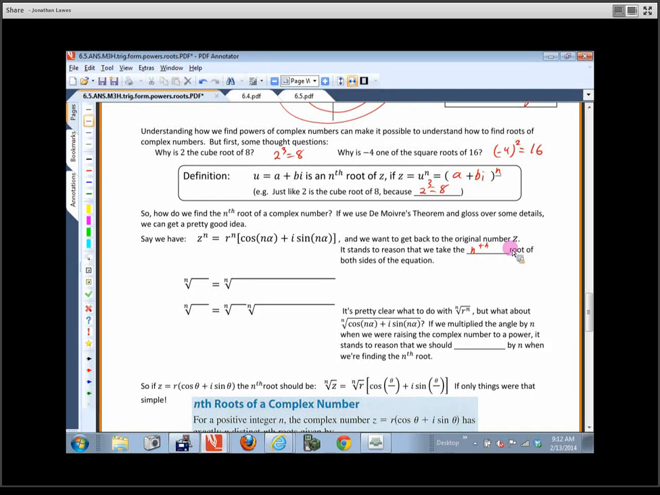That makes sense, doesn't it? If I took 2 and I cubed it and I got 8, if I wanted to get back to 2, I'd take the cube root of this side and the cube root of this side. So I'd get right back to the 2 that I started with. So I'm going to take the nth root of both sides. So that's going to be the nth root of z to the n, which is the nth root of r to the n, cosine n alpha plus i sine n alpha.